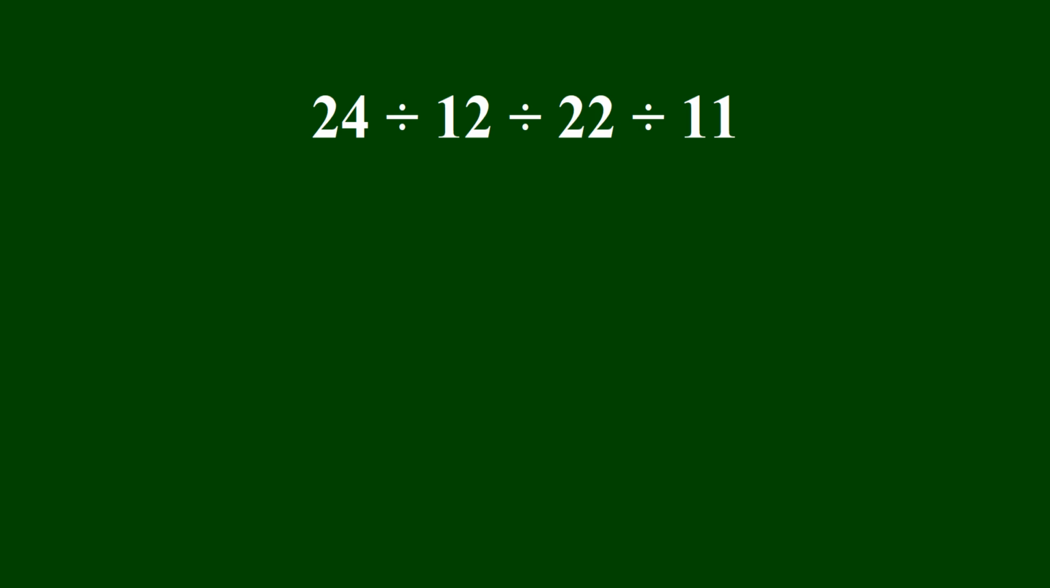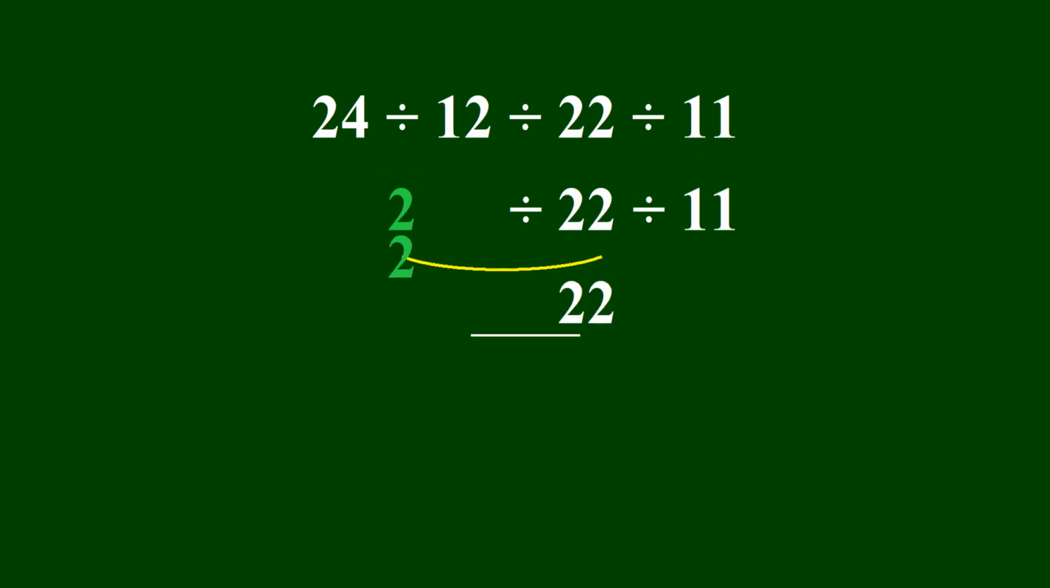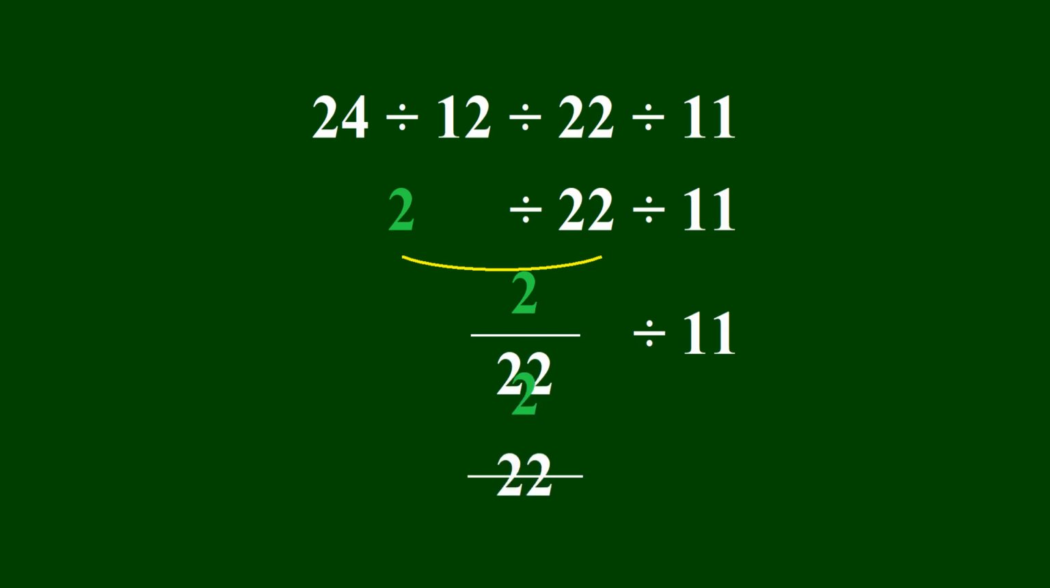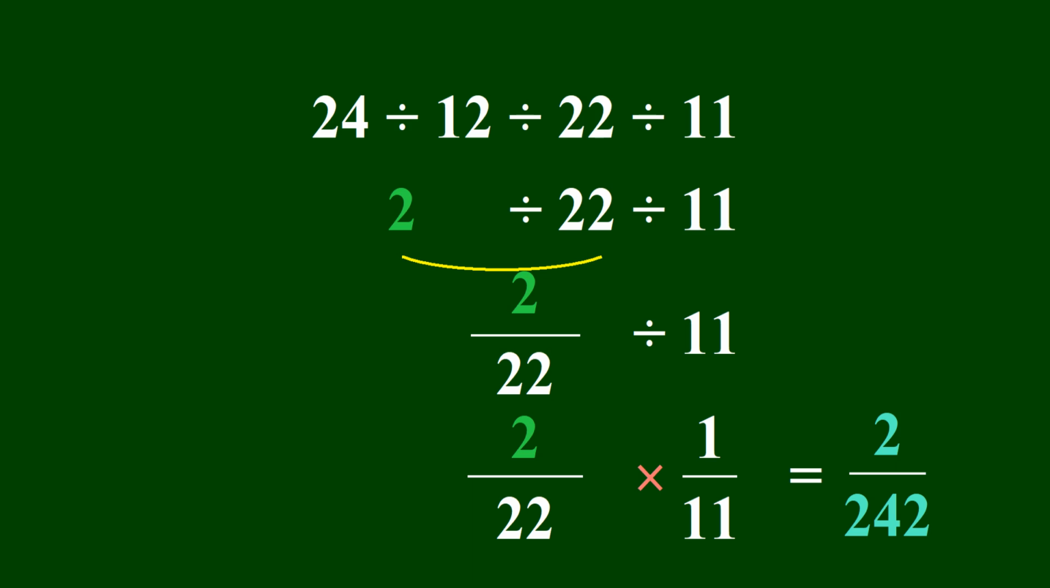So we have first this division, 24 divided by 12 equals 2. So we have 2 divided by 22 divided by 11, and we can write this part as 2 over 22 divided by 11. So we must keep the first fraction, 2 over 22, and change division to multiplication. Then flip the second fraction, 1 over 11, which equals 2 over 242. And this is our final answer for this problem.